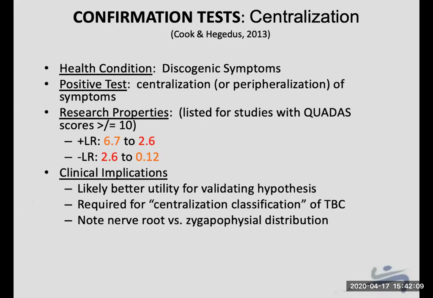Also some utility for screening purposes as well. But if we see that peripheralization or centralization of symptoms as the patient goes through repeated flexion or repeated extension or repeated rotation to the right or left or repeated lateral flexion, that can aid in identifying radicular symptoms. Now, that being said, it was studied in the context of discogenic symptoms, but essentially, you'll see some variation in how radicular symptoms have been studied.